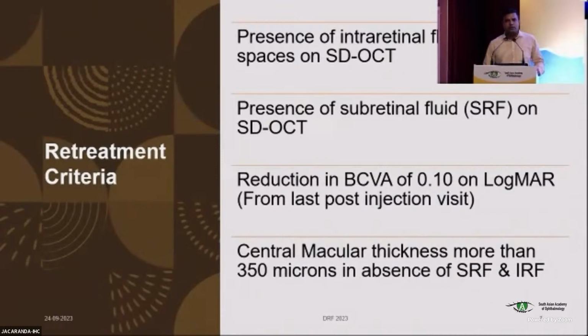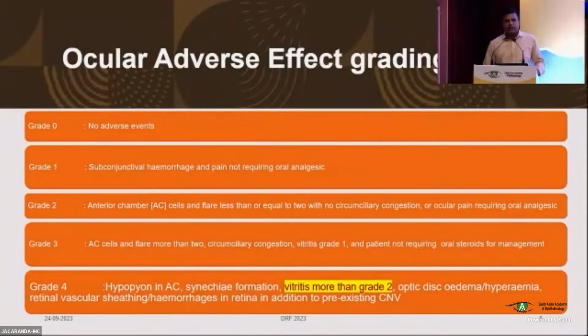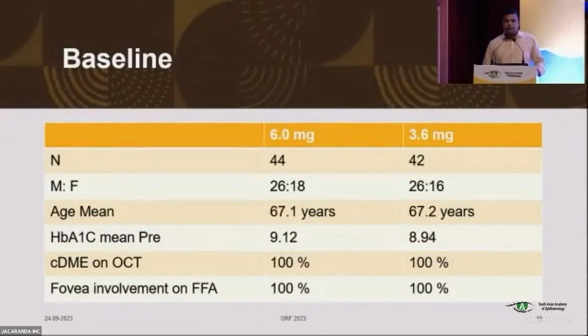These were our standard retreatment criteria, and a standardized ocular adverse event reading was done. To note here is that grade 4 has vitritis more than grade 2. So we had 44 patients in 6 milligram subgroup, 42 in 3.6 milligram subgroup. As you can see, both the groups were well matched for age and sex. Ours being a service institute, there was a slight male preponderance in this.